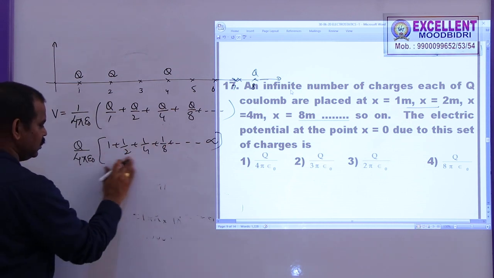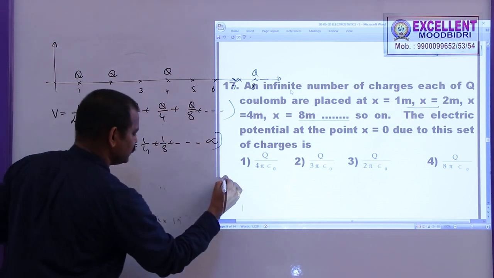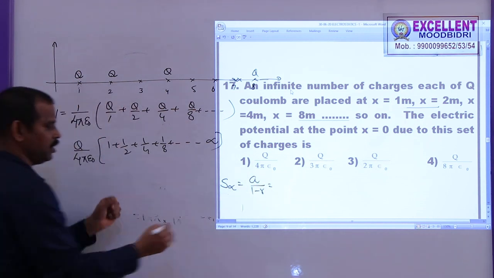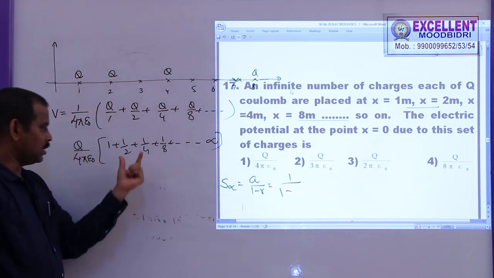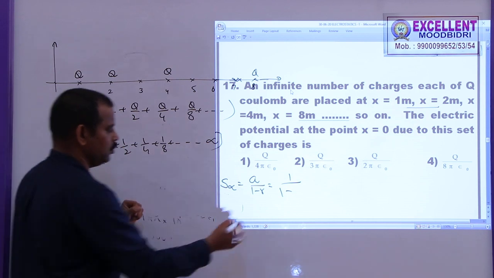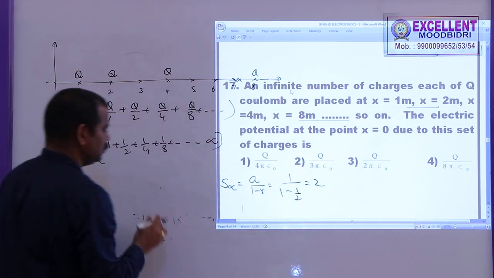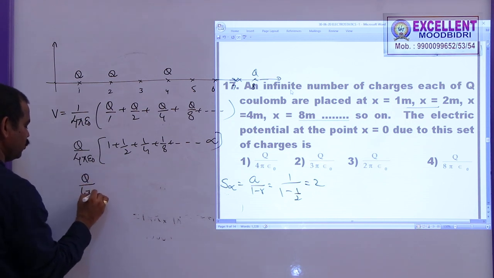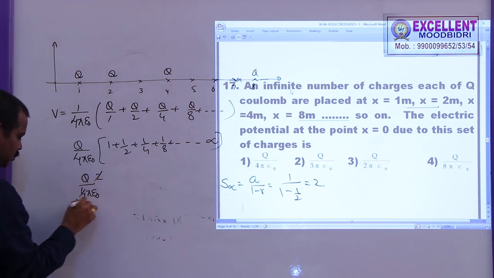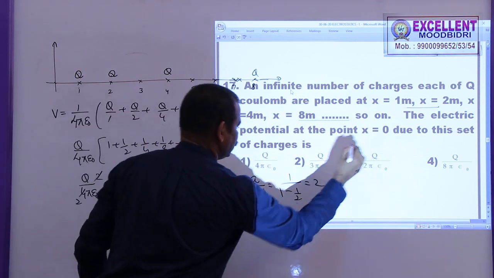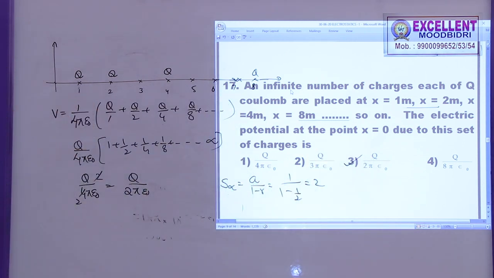So this is S infinity. The sum of an infinite series is given by a by 1 minus r, where a is the first term, 1, and r is the common ratio, which is 1 by 2. Clearly this by this is 1 by 2, this by this is 1 by 2, this by this is 1 by 2. So the sum of all these terms will become 2. So this will be q by 4 pi epsilon naught into 2. This cancels, and this will become q by 2 pi epsilon naught. So in this problem, option 3 is correct.